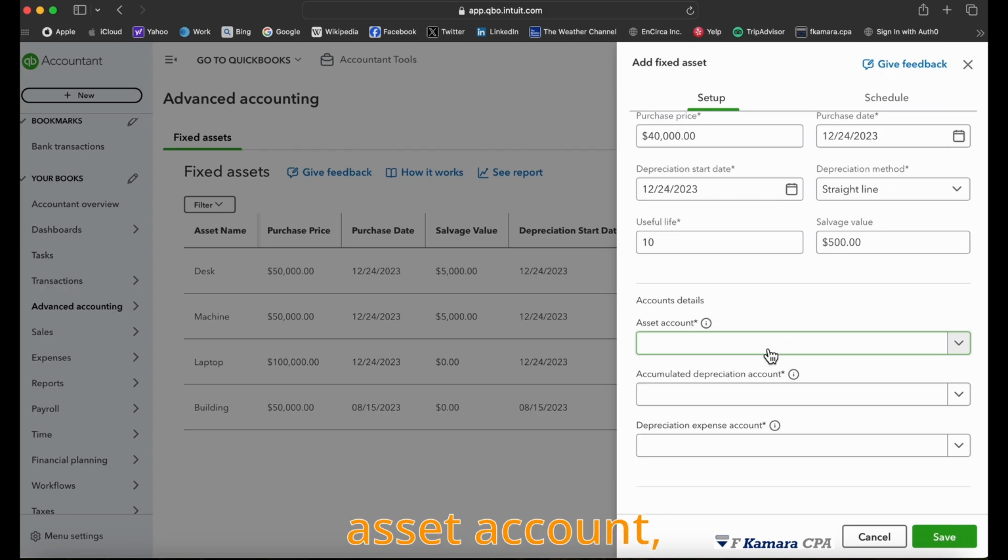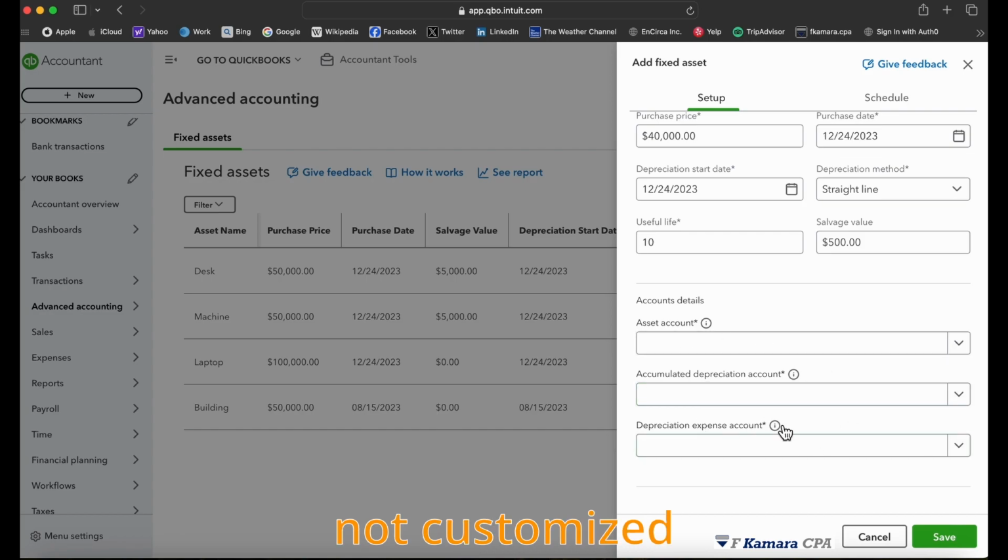So now the asset account. What is an asset account? The asset account is the asset cost account. Let's say you buy a computer, where do you record the cost of that computer? It normally goes to property, plant, and equipment, that is, if you create a property, plant, and equipment account.